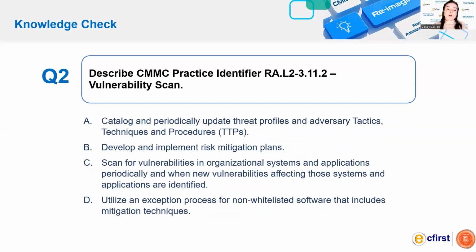Question 2. Describe CMMC practice identifier vulnerability scan, which can be found at RA.L2-3.11.2. And our answer for question 2 is C. Scan for vulnerabilities in organizational systems and applications periodically, and when new vulnerabilities affecting those systems and applications are identified.